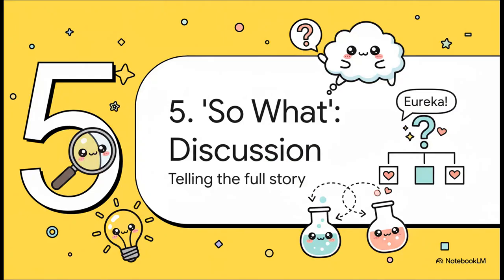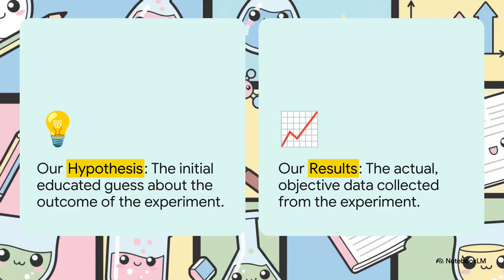And here we are, the grand finale of our scientific story, the discussion and conclusion. This is where you finally get to answer that huge question. So what? What does all this data actually tell us? Really, the heart of this whole section is a simple comparison. You take your original hypothesis, your prediction, and you put it right up against your actual results. Did the data back you up, or did it tell you something completely different? This is where you interpret everything and explain what you found.